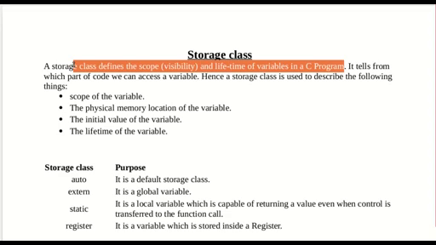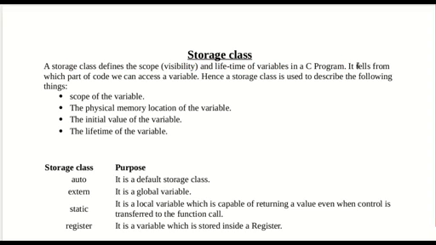Actually, it talks about the scope. Scope means the visibility, and lifetime means the span of variables in a C program. It actually tells from which part of code we can access a variable. So, based on this, a storage class is used to describe the following things.